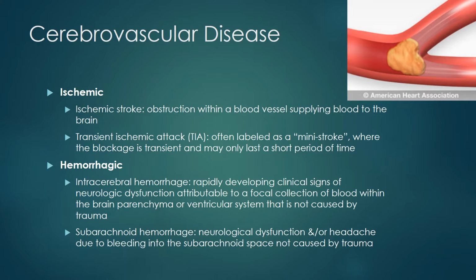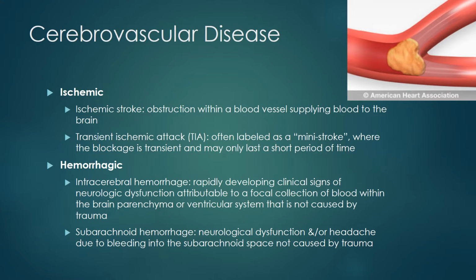A hemorrhagic stroke can be defined as either an intracerebral hemorrhage or subarachnoid hemorrhage. Intracerebral hemorrhage is rapidly developing clinical signs of neurological dysfunction attributable to a focal collection of blood within the brain or ventricular system that is not caused by a trauma. Whereas a subarachnoid hemorrhage is neurological dysfunction and/or headache due to bleeding in the subarachnoid space.